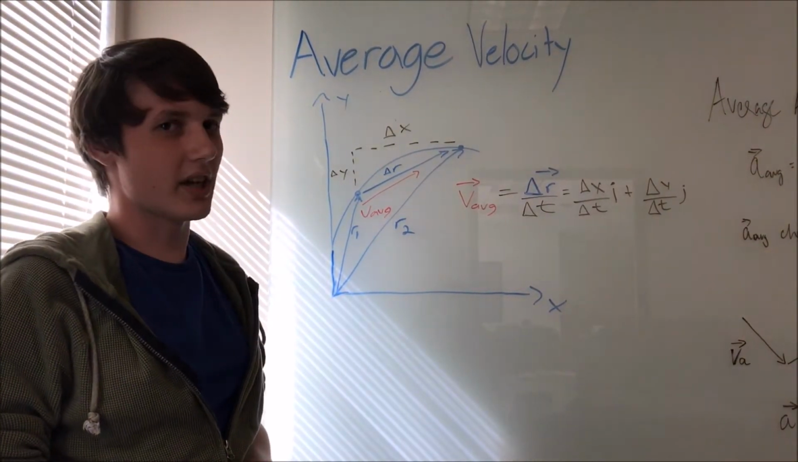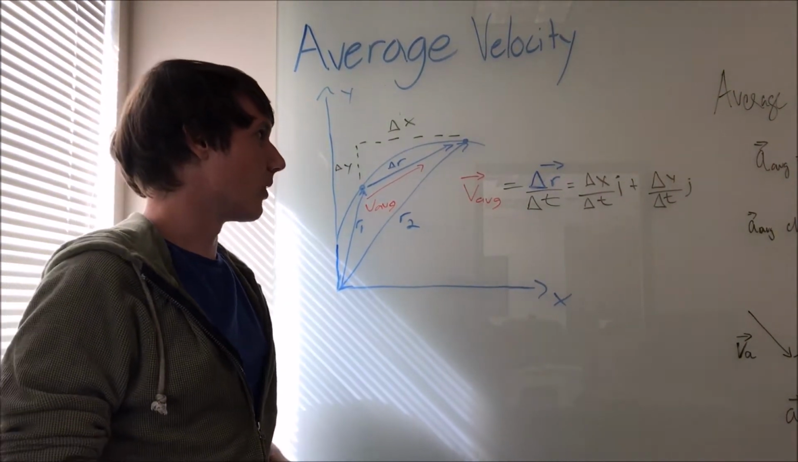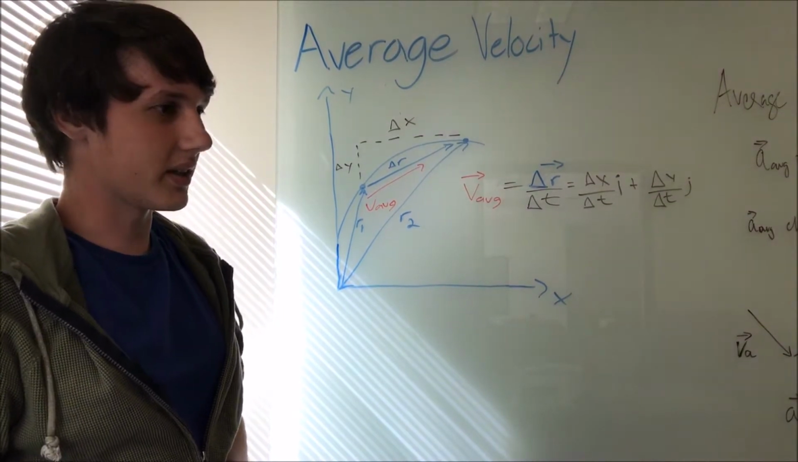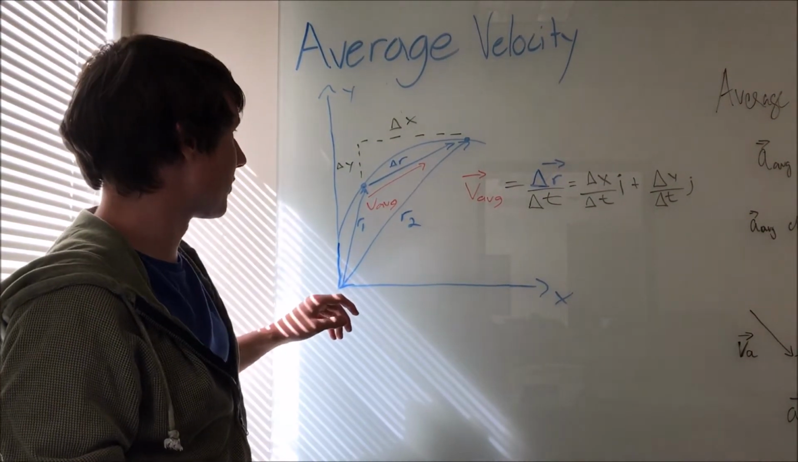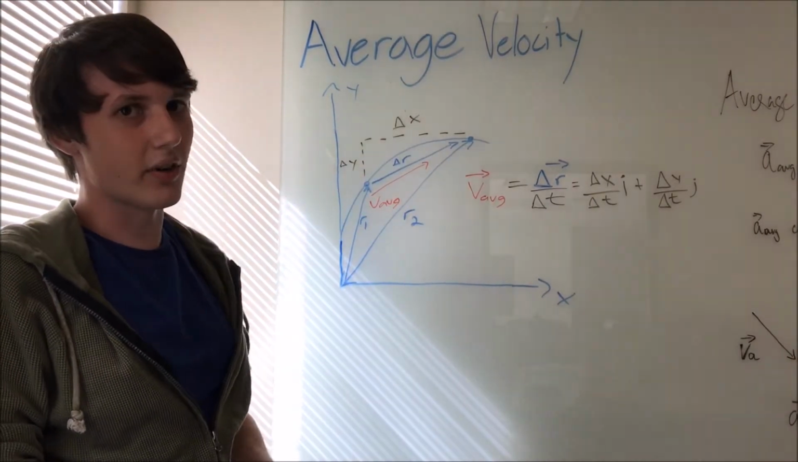Average velocity is different than average speed because average speed is the distance traveled divided by time, while average velocity is the displacement divided by time. We can find the displacement on the graph by adding the change in y to the change of x and dividing it by the time.